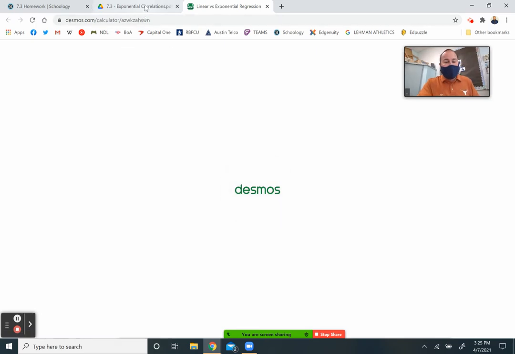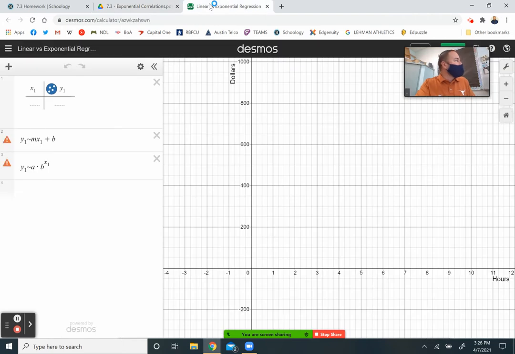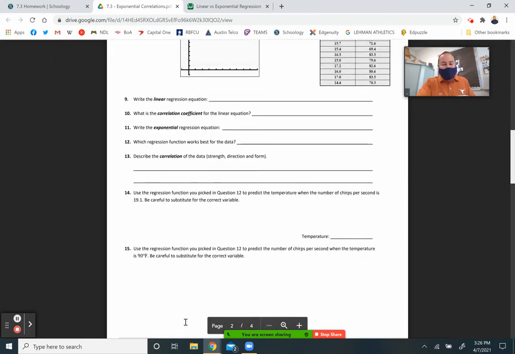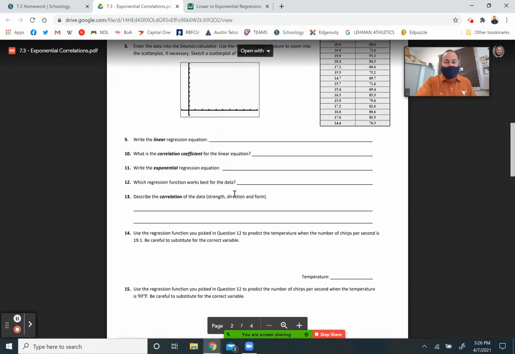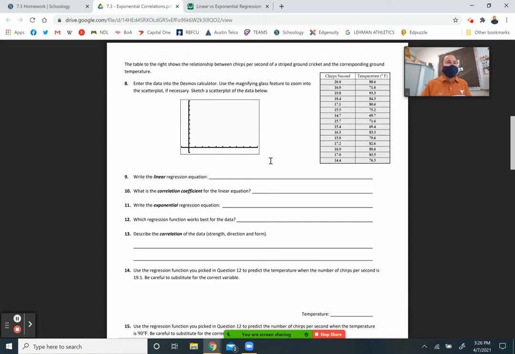But why don't you guys go ahead and start typing in on page 2. This is a table that shows the relationship between chirps per second of a striped ground cricket and the corresponding ground temperature. Don't ask me why, I found this data on the internet somewhere. But if you refresh the Desmos page, it will automatically clear everything out. Start typing this data in, and let's start seeing what it looks like. And let's see if we can answer these questions. In the next about 5 minutes, I'll start going over some of these answers. So I'm going to give y'all about 5 minutes to put this data into the calculator. Let me know if you need any help or something's not working or you have any questions.